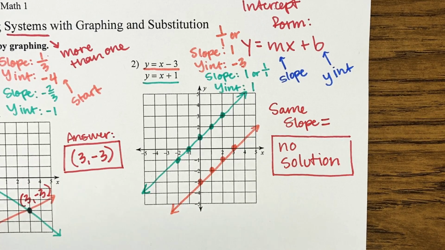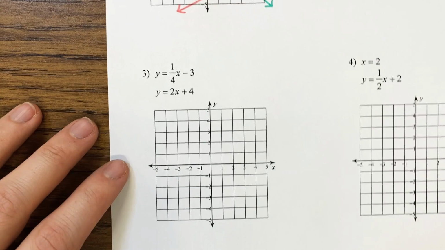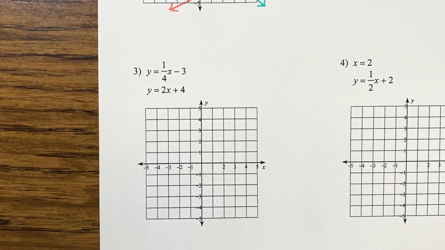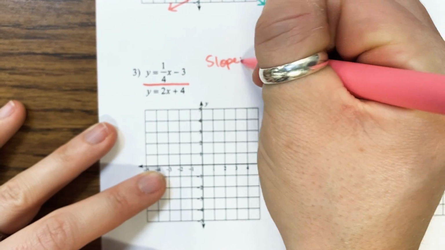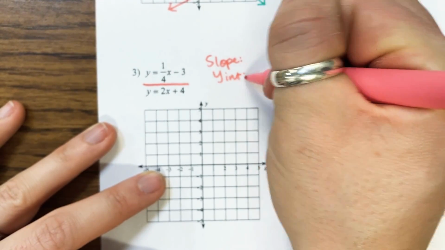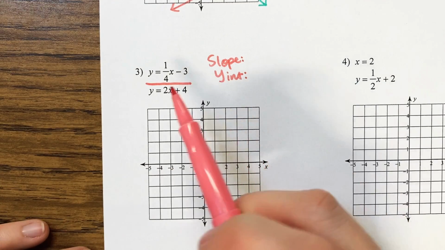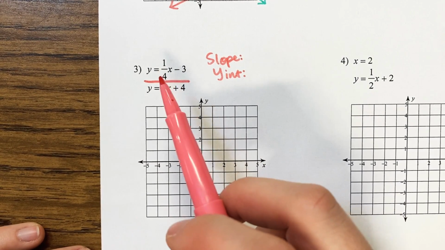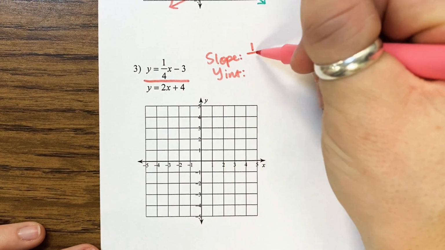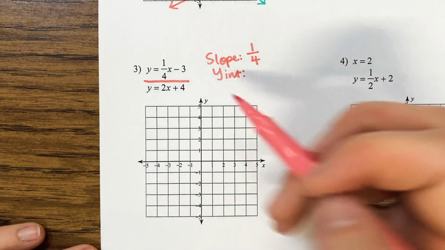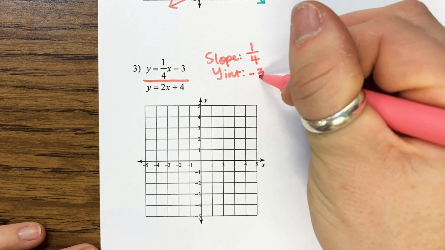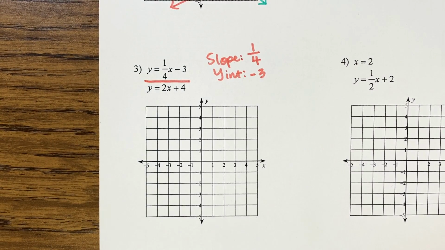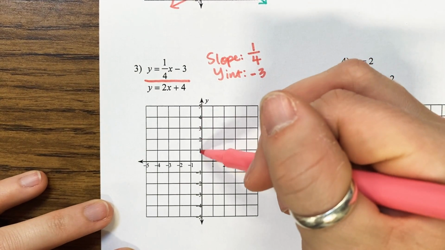Okay, let's do number 3. So let's start with our pink line up top. Same thing, slope, y-intercept. Okay, what is my slope for my pink line? What's right in front of my x? 1 over 4. And what's my y-intercept? -3. Okay, so we're going to start with our y-intercept, so find -3 on your y-axis.